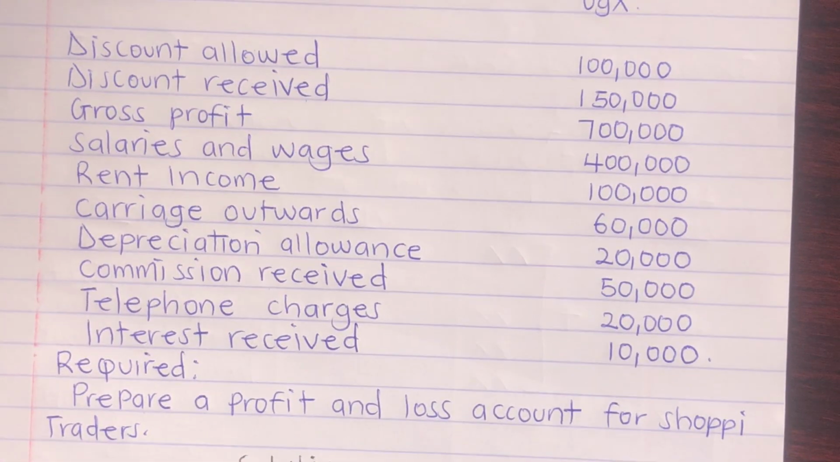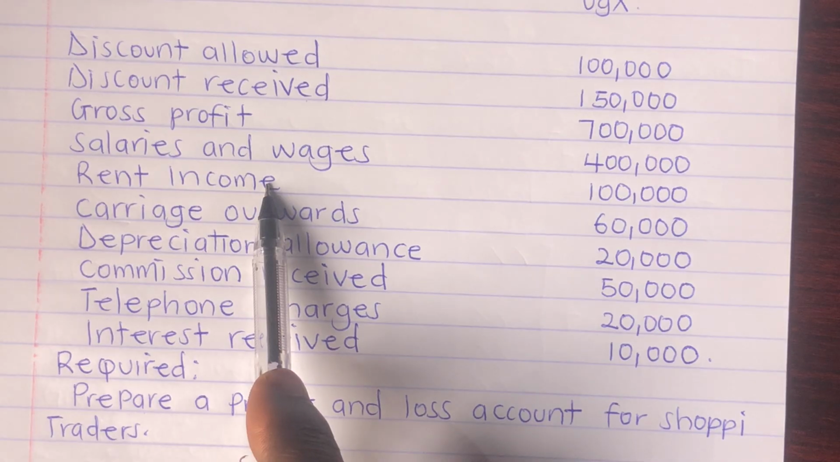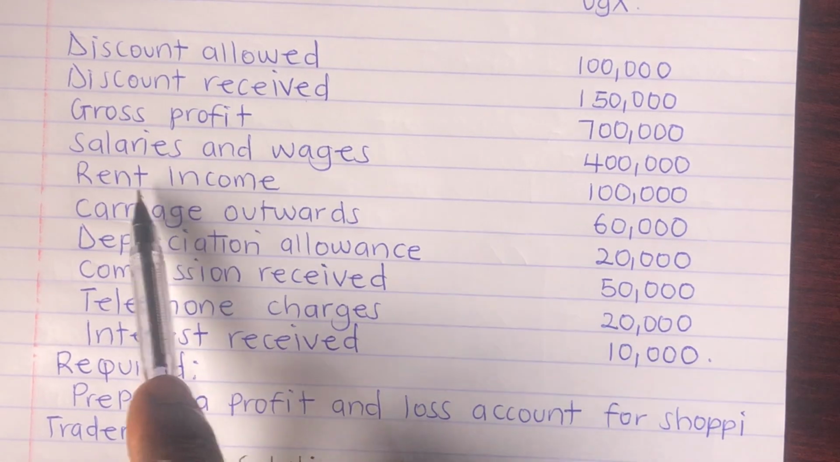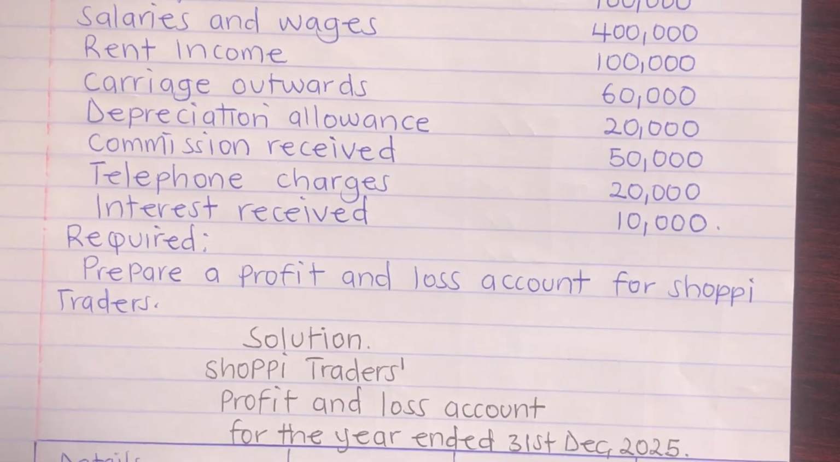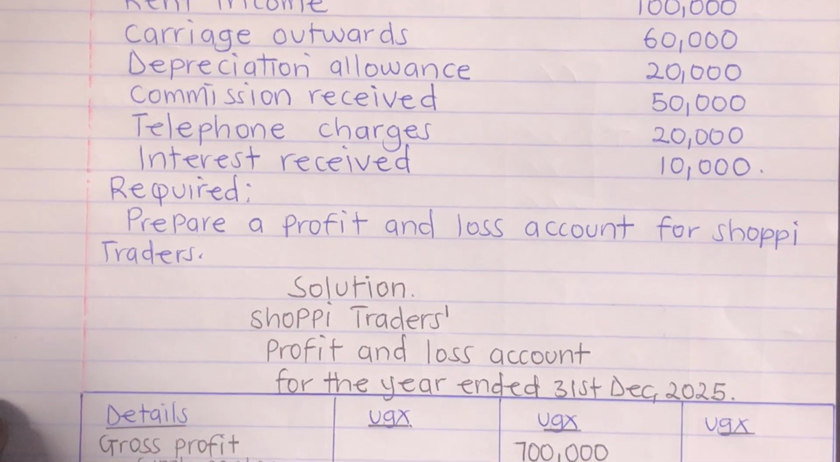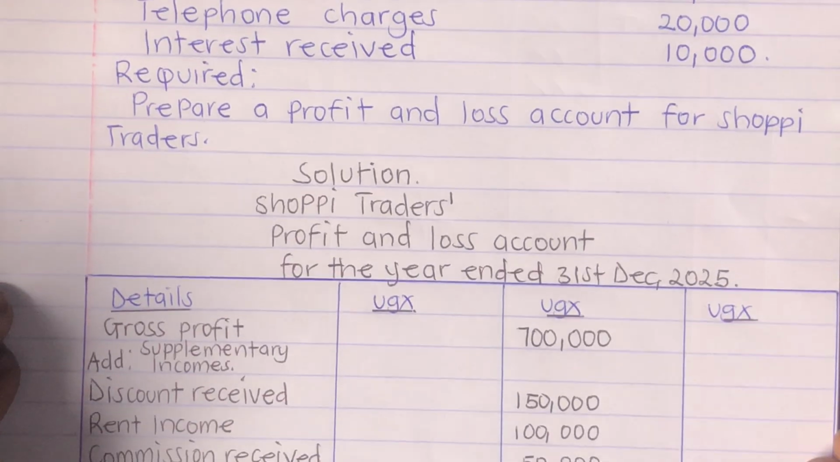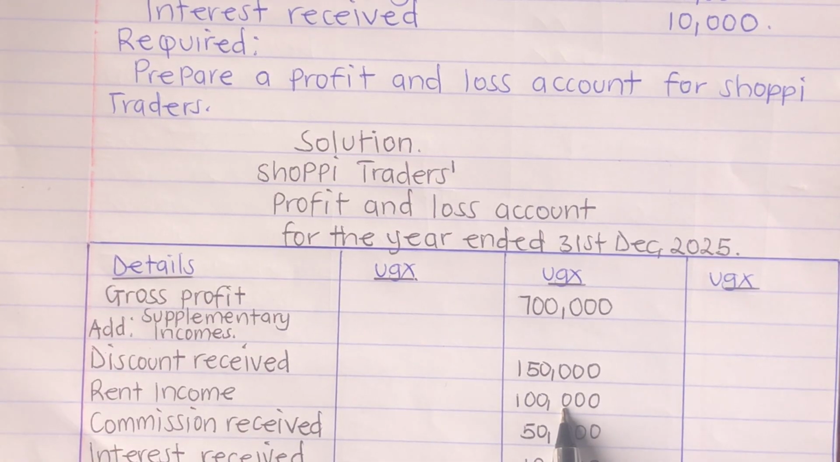You come and check it out here. We have rent income. Now, if the question says rent income, it means the business received rent from its tenants. But if it's just rent, it means the business is meant to pay rent. So here we have rent income, meaning the business received money from its tenants. Take an example, maybe the business has some buildings and always collects money from the tenants as rent. So the business received rent income of 100,000. You come and add it here also.